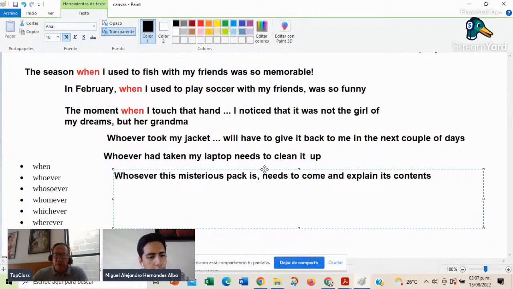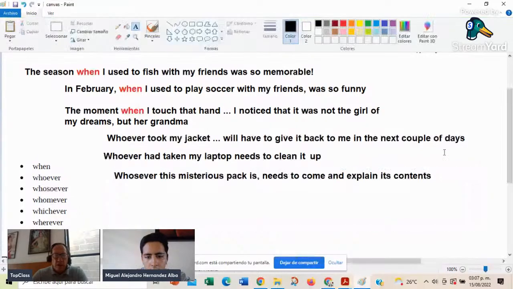Right? There is something different. Translated to Spanish, whosoever, what will be the sentence? De quien sea este misterioso paquete, or a quien pertenezca este misterioso paquete necesita venir y explicar su contenido, right? A quien pertenezca, exactly. You can also change the order of the clauses.